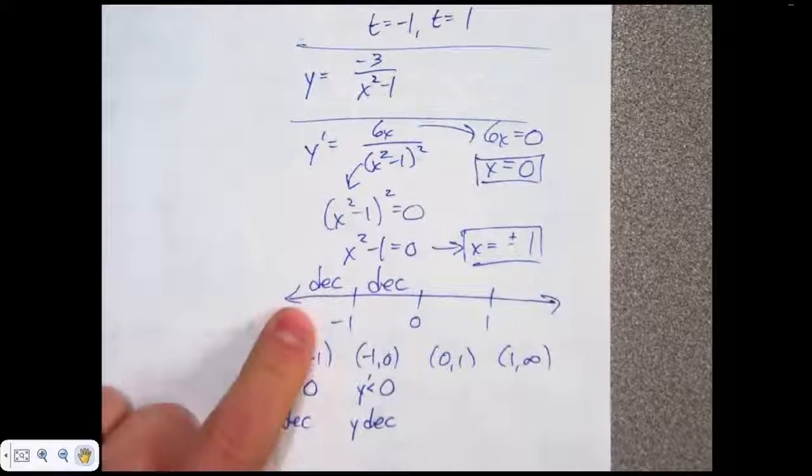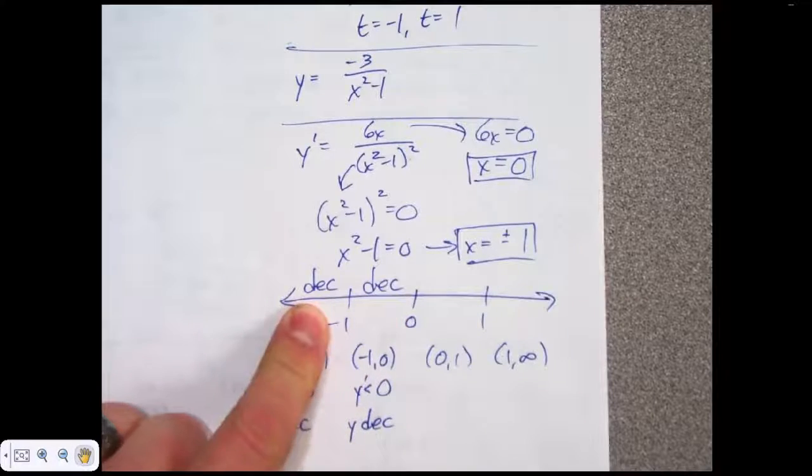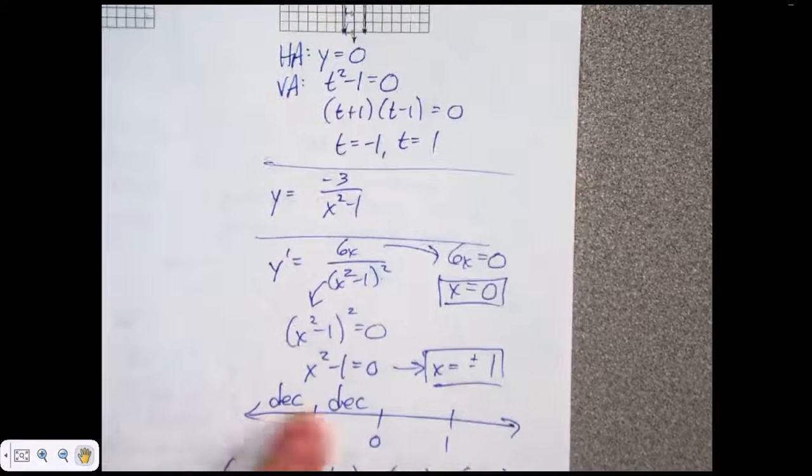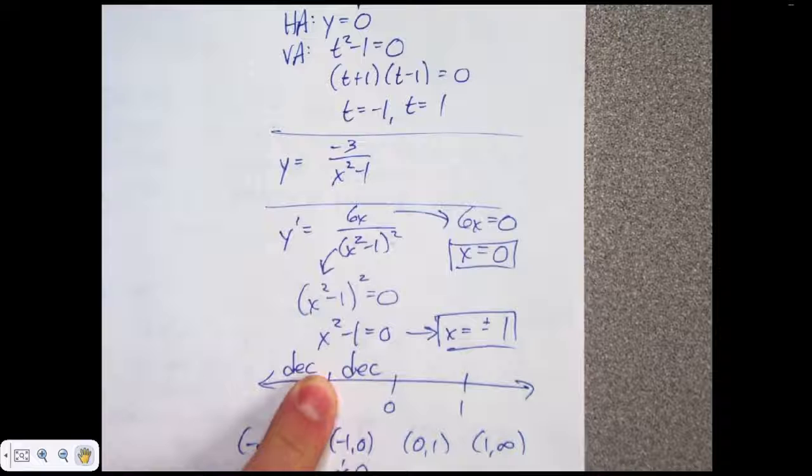So even if this went from decreasing to increasing, it couldn't be a relative max or relative min because it's already an asymptote. So an asymptote overrules that.